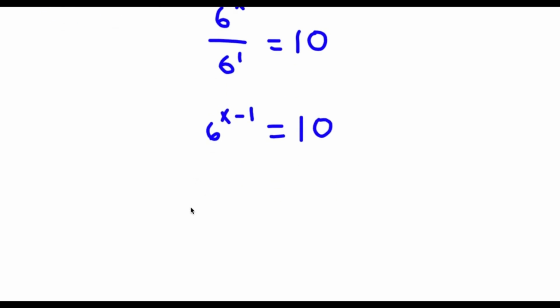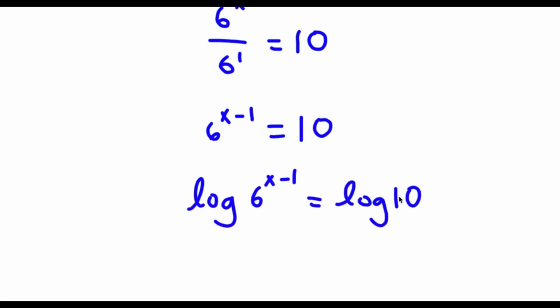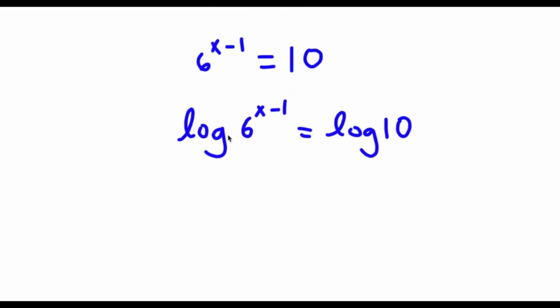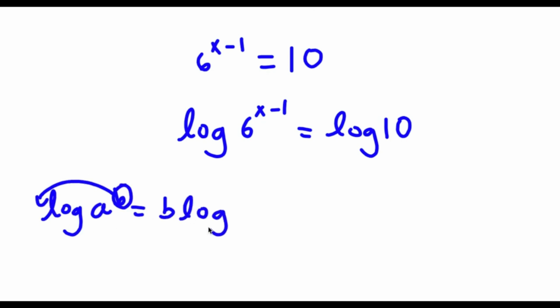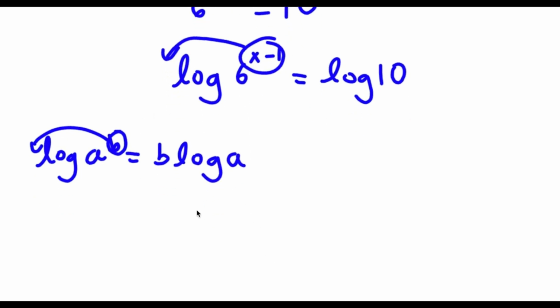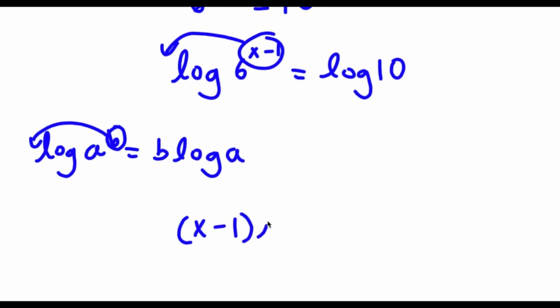Now, if I take the log on both sides, I have log 6 to the power of x minus 1 is equal to log 10. So an important property of logarithms is that if I have something in the form log a to the power of b, I can move this exponent b to the front. So this is going to equal b times log a. So in this case, log 6 to the power of x minus 1, I can move x minus 1 to the front. So this is going to equal x minus 1 times log 6, which is equal to log 10.